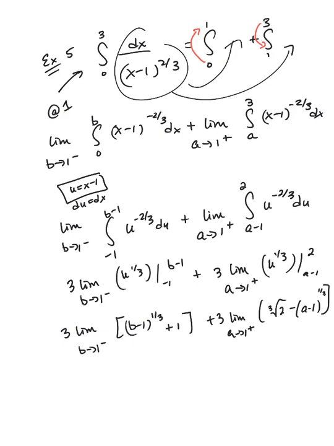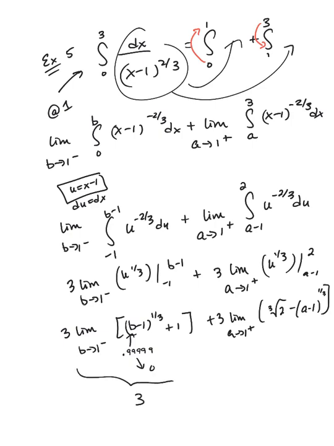Okay, so now analyze what happens. So as you approach b from the left, this b value would be, say, 0.999, because you're approaching 1 from the left. Well, when you subtract 1 from that, you get a tiny infinitesimal number. A tiny infinitesimal number to the 1/3 is 0. So this goes to 0. So this entire thing is 3.